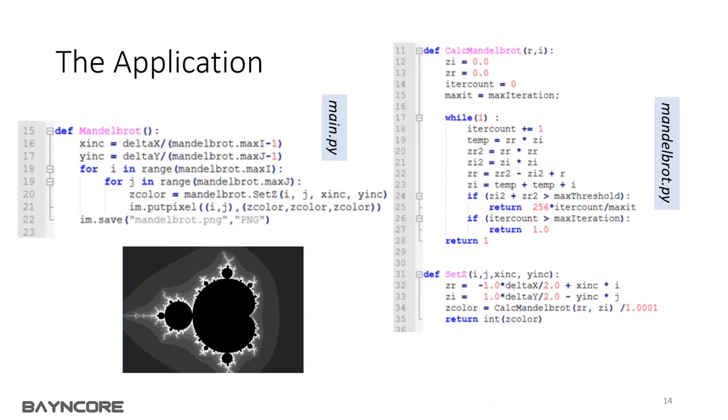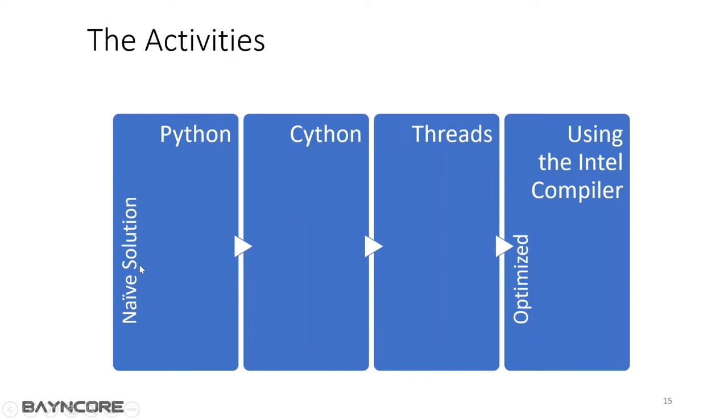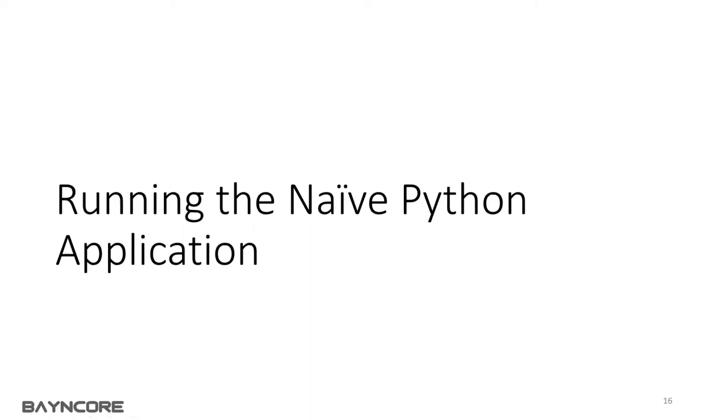So this is fairly standard Python. What I'm going to do is start off by taking a sort of naive version of this code, and then I'm going to go through the steps to use something called Cython, introducing threads, then also introducing the Intel compiler. And you'll see through these steps that the code gets optimized as we go. Okay, so with that, I'm going to start by running the naive version.